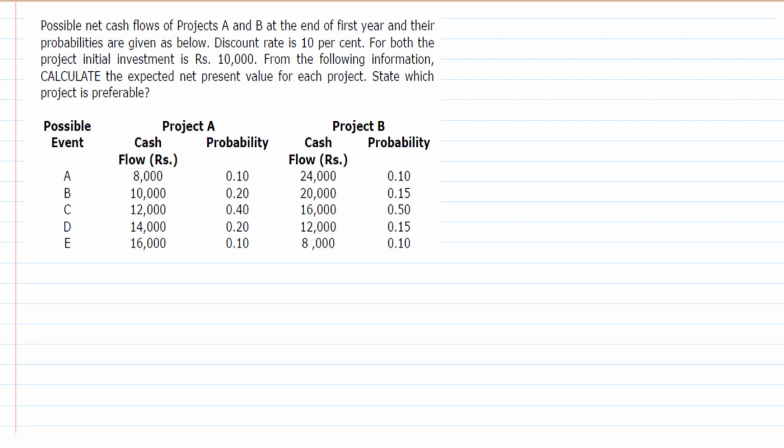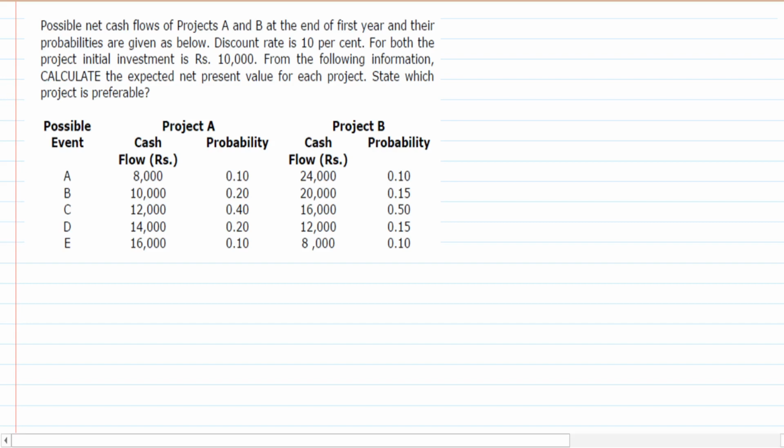Possible net cash flows of projects A and B at the end of the first year, and their probabilities are given as below. Discount rate is 10%. For both the projects, initial investment is rupees 10,000. From the following information, calculate the expected net present value for each project. State which project is preferable.